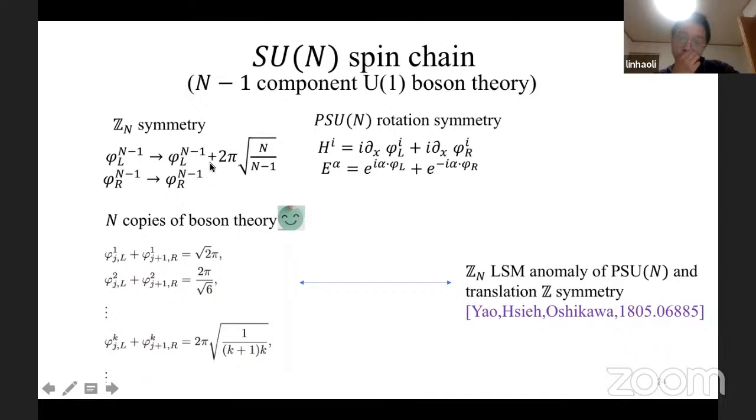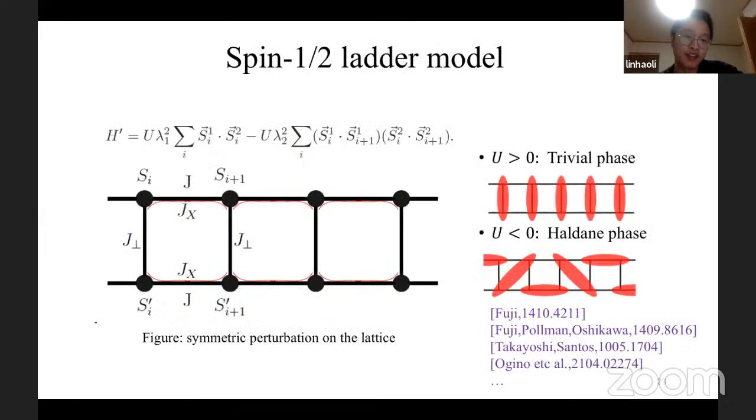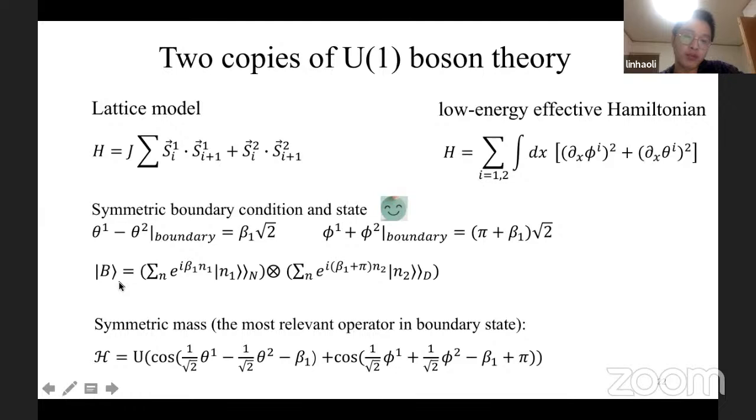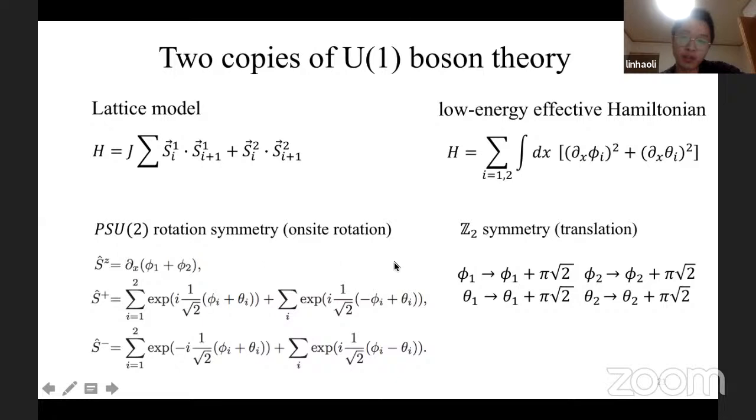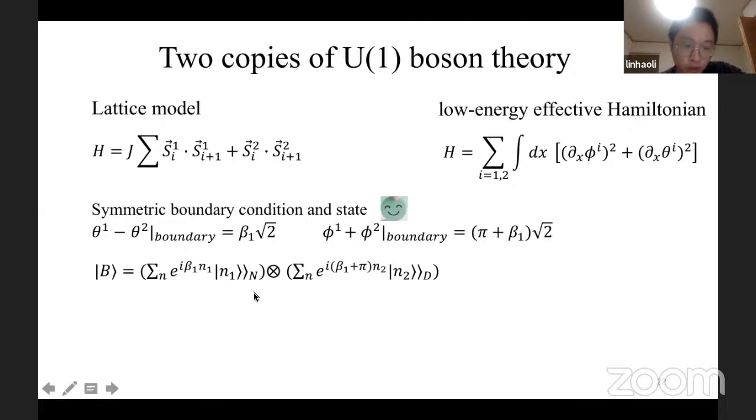So for the PSU(N) rotation symmetry, SU(2) or PSU(2) earlier, maybe a simple case. So for this boundary state, the symmetry is in the last slide. And the D2 just shifts the two bosons by half of their radius. Therefore, you can just apply the D2. So here the N is a Neumann boundary condition. The boundary condition is about theta 1 minus theta 2. And after the D2 symmetry, theta 1 plus half of the radius and theta 2 also plus half of the radius. Therefore, it is kept invariant, and the same reason for the phi.